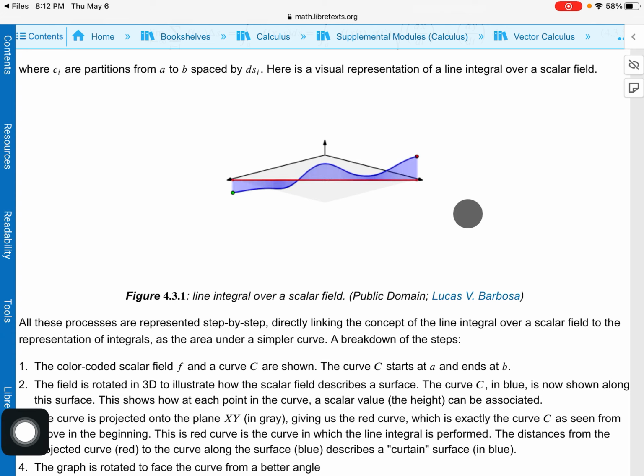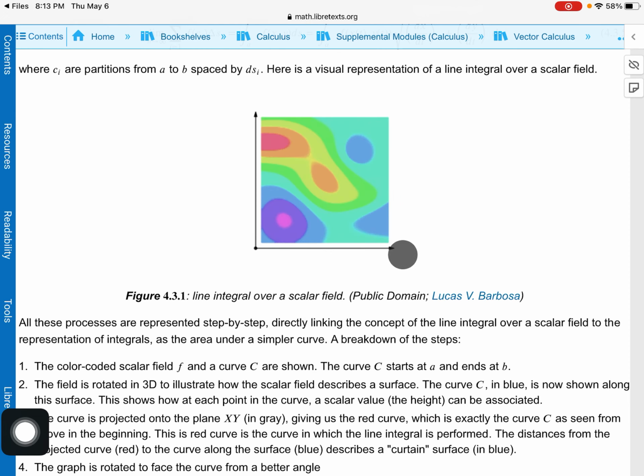We can stretch it out to think of it as we did in single variable calculus. And if we found the area between this top blue curve and the red, that is our line integral. So that's exactly what we're doing. This expression on the right-hand side is another way to get at the line integral that we will talk about later in this lesson.